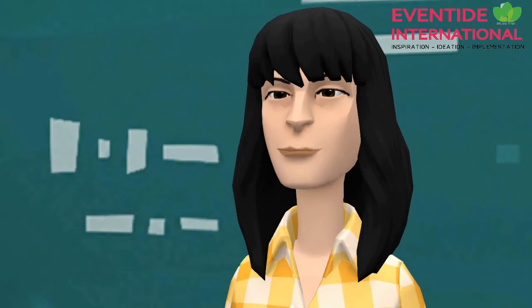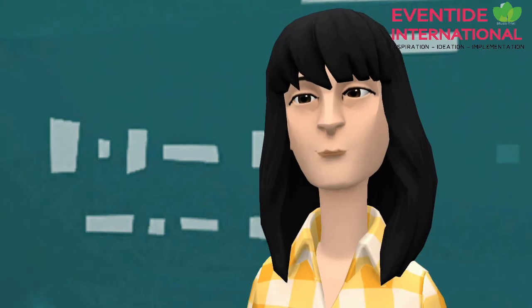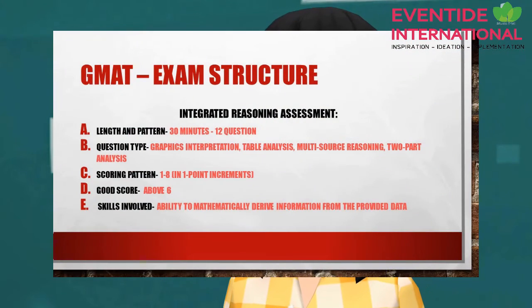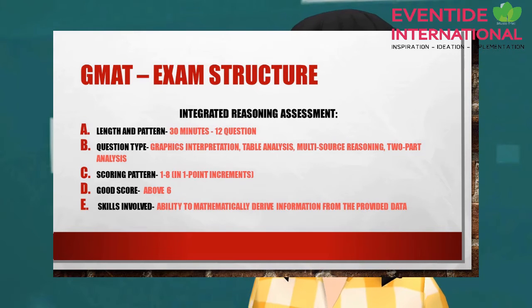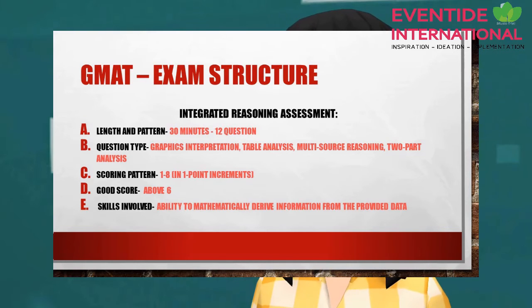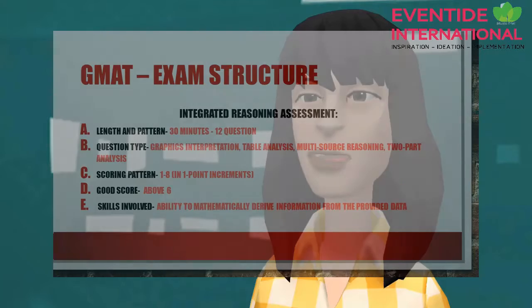The second segment of the GMAT exam is the integrated reasoning test, or the IR. You will be provided 30 minutes to solve 12 questions, the question types being graphical interpretation, table analysis, multi-source reasoning, and two-part analysis.